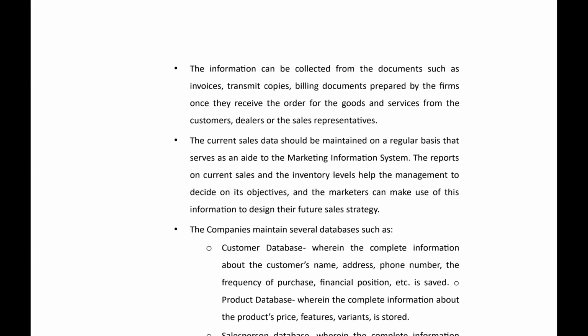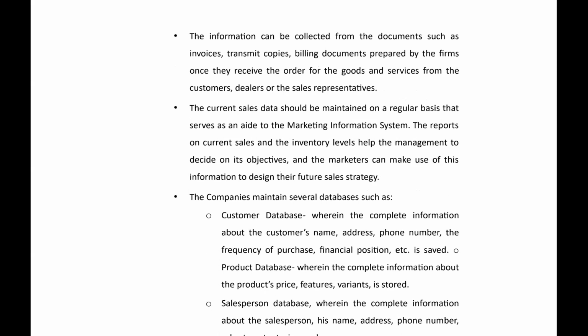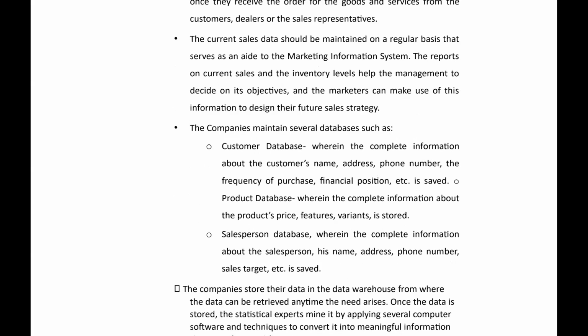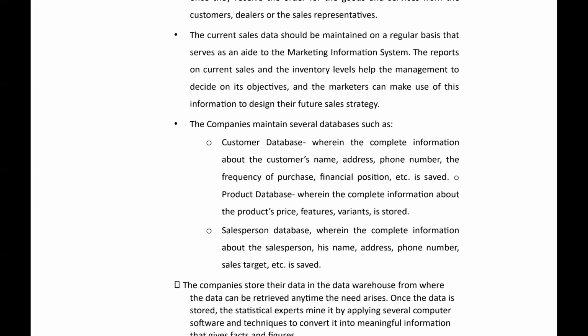You can also get that from the current sales data, which should be maintained on a regular basis. That serves as an aid to the marketing information system. We need that information so that it can help us. The reports on current sales and the inventory levels help the management to decide on its objectives. So the marketers can use all this information to design their future sales strategy. Okay, you can know that the companies usually maintain a lot of databases, right?